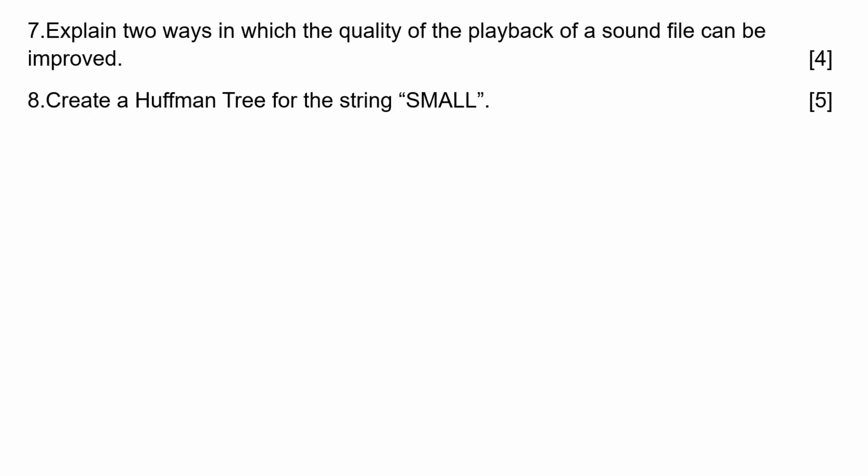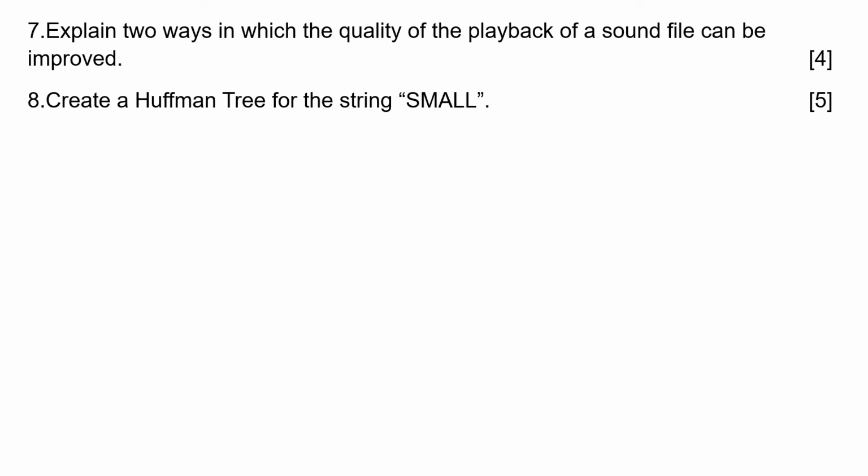Question 7. Explain 2 ways in which the quality of the playback of a sound file can be improved. Well, the more times we sample that sound, the better quality it will be, because it will be more accurate to that sound, because it will follow the waveform a bit more precisely. And also, every time we sample it, if we have a higher sampling resolution, then there's more that can be measured at that point in time.